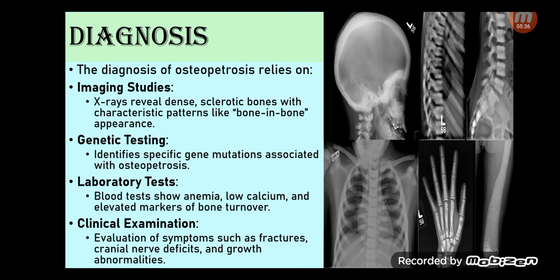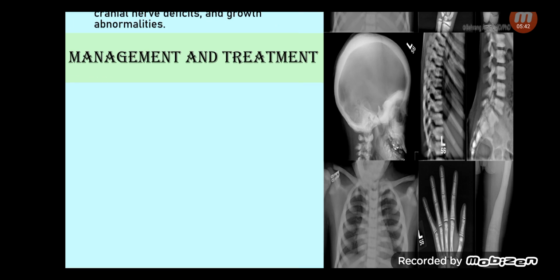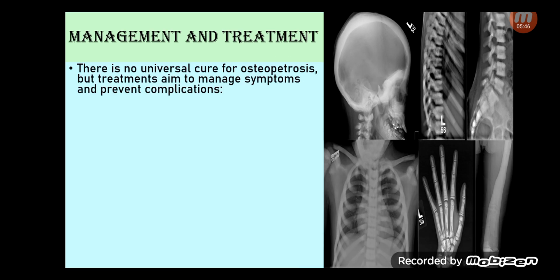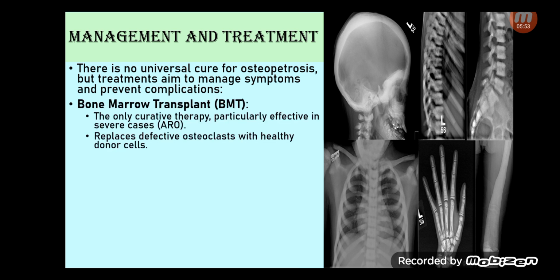Then we can also do clinical examination, that is evaluation of symptoms such as fractures, cranial nerve deficits and growth abnormalities. Now we will talk about management and treatment of osteopetrosis. There is no universal cure for osteopetrosis, but treatment aims to manage symptoms and prevent complications. Like we can do bone marrow transplant.